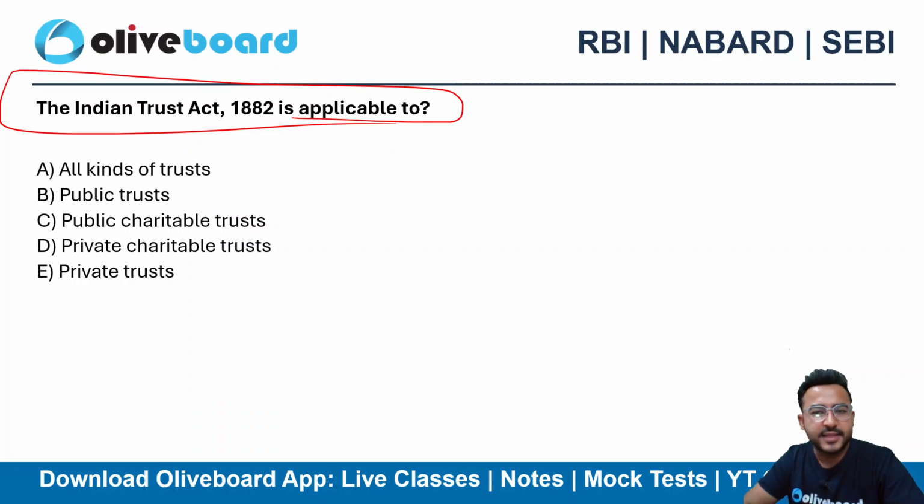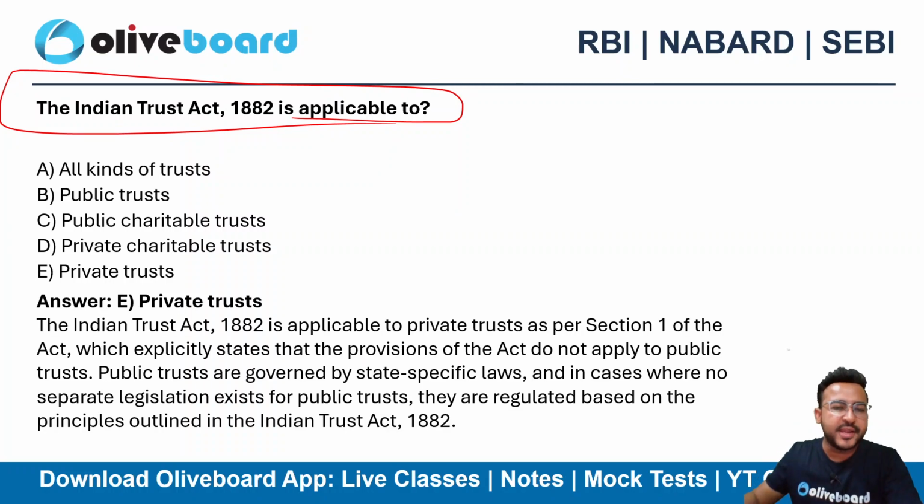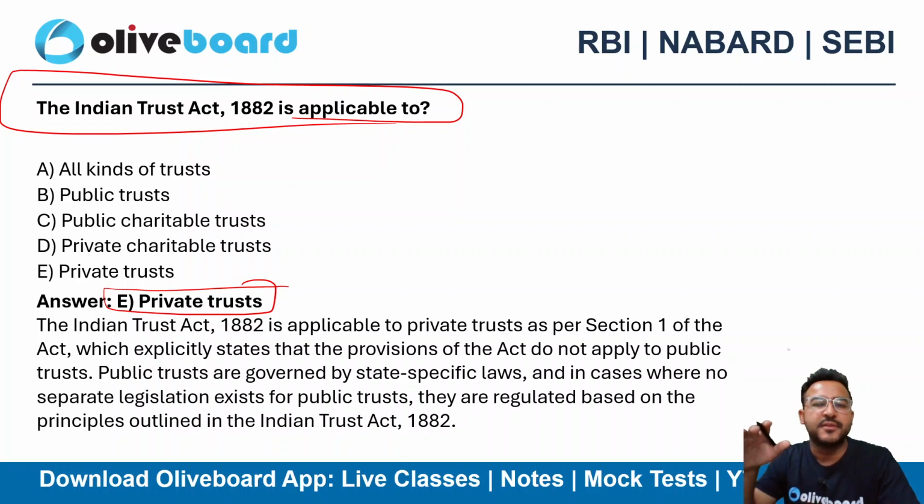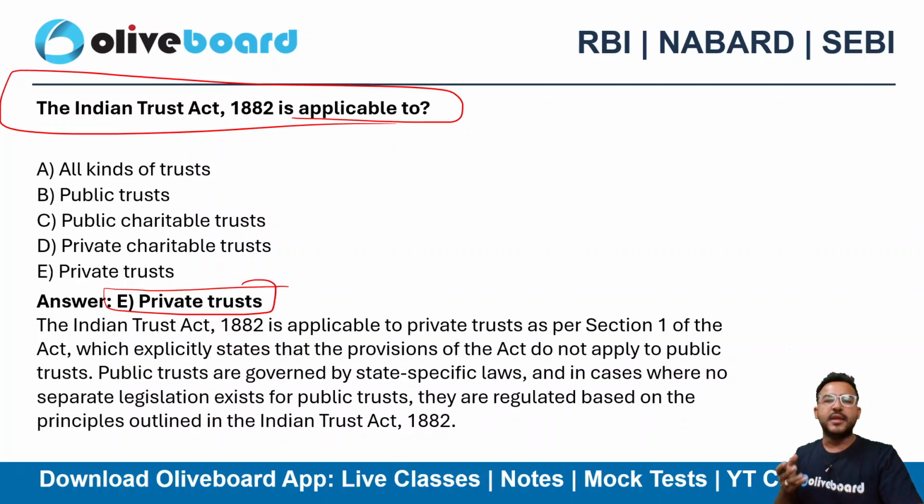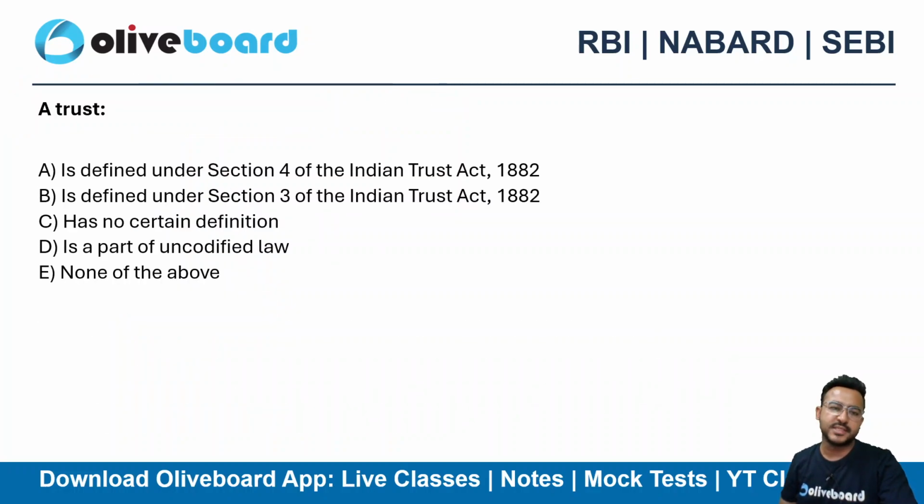That's quite easy. That's the first thing that we studied in today's class, right? Correct answer here is private trust. Okay, as we know that the Indian Trust Act governs only the private trust. All the public trusts are governed by the respective state acts. However, if the respective state act is silent on a particular thing, then you can reference the Indian Trust Act. You can take reference from the Indian Trust Act.